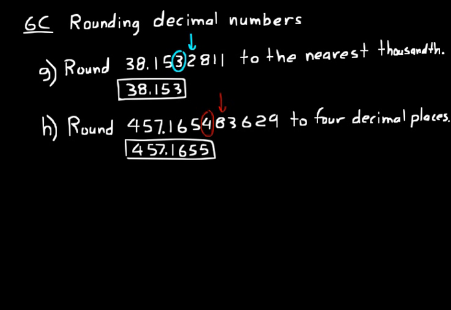So when you're rounding decimal numbers, they'll tell you based on the name of that place value, like thousandths or hundredths, or they'll tell you a certain numerical place, the first, the second, the third, the fourth decimal place to round to. Okay, well that's all for lesson 6.